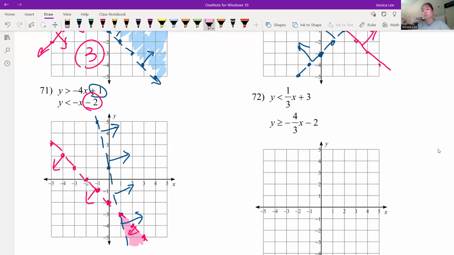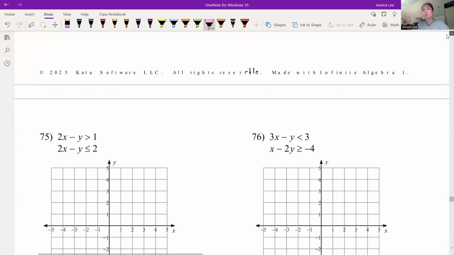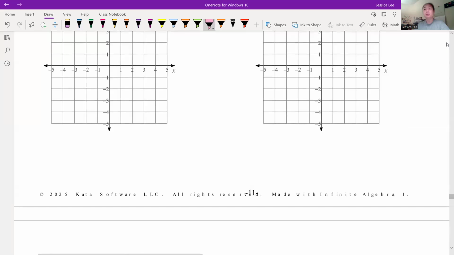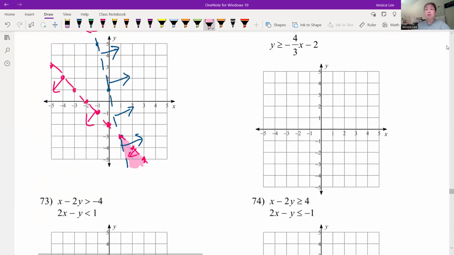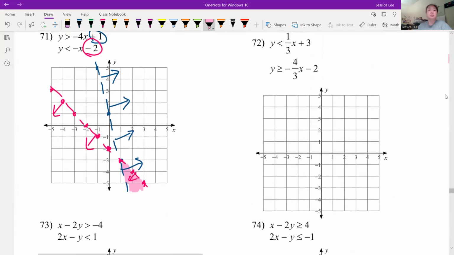Number 72. Oh, I wrote too much. Let's try that again. So slowly resume. Oh, I have to go a lot more. There we go. Let me actually put in the number. There we go. 72. All right.